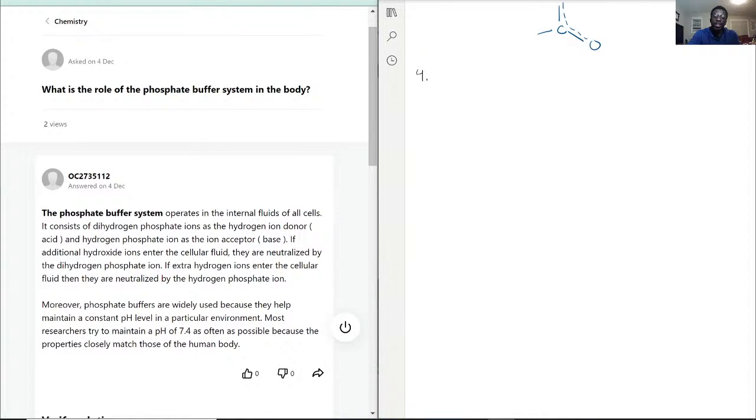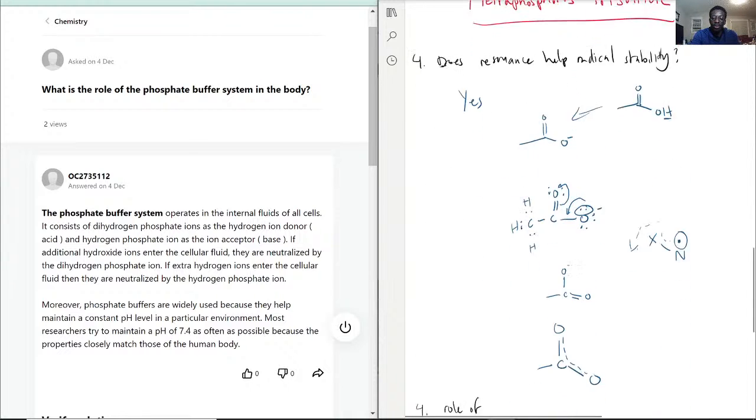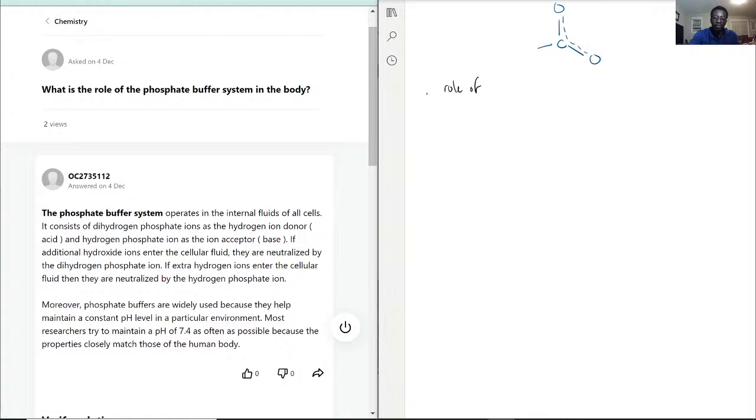What is the role of the phosphate buffer system in the body? Oh, this is number 4, this is number 5. Role of phosphate buffer in body. So, this is a very good question. Its role is pretty much to keep the pH at certain levels. What levels, you're probably asking?